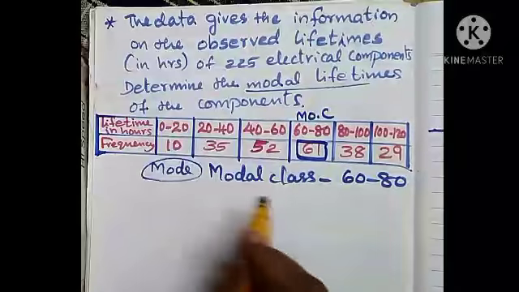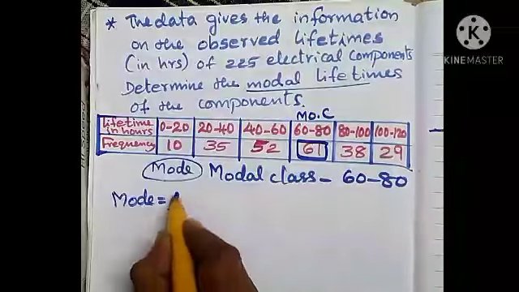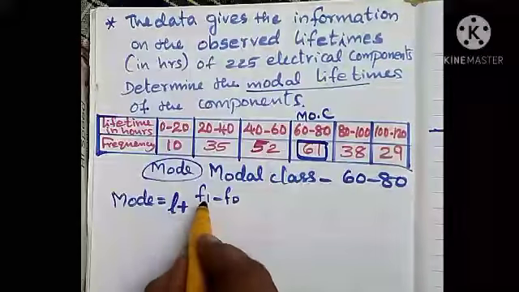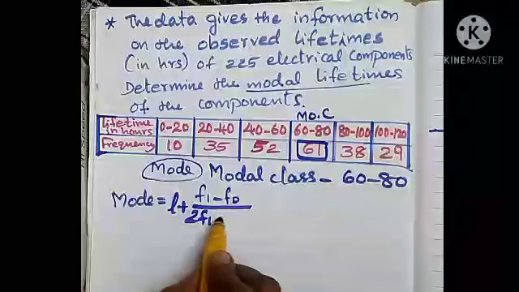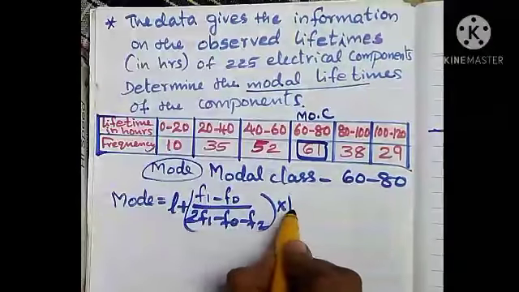Now after that we can write the formula. Do you remember the formula? Mode equal to L plus (F1 minus F0) by (2F1 minus F0 minus F2) into H.